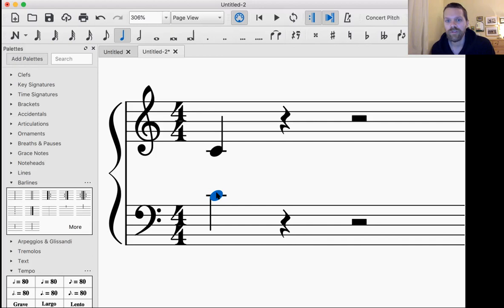So there you go. That's your grand staff and your ledger lines. And that's it for chapter 1.